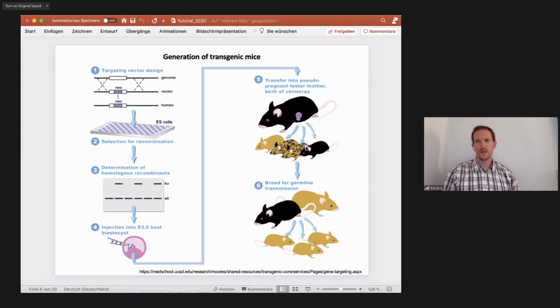And what you need is the cells which you transfected need to be in the germline. Because then you breed those offspring among each other, and then you have a full generation, right? Or then afterwards, the whole mouse is transgenic. All right. I mean, that's not details. That's really basic principle.